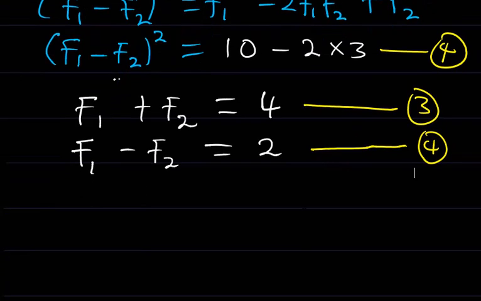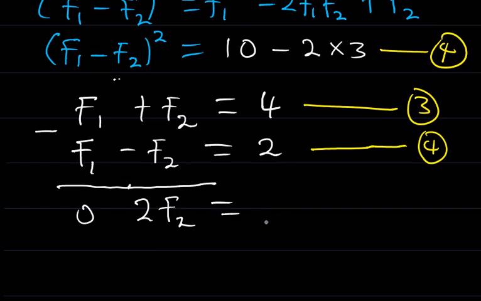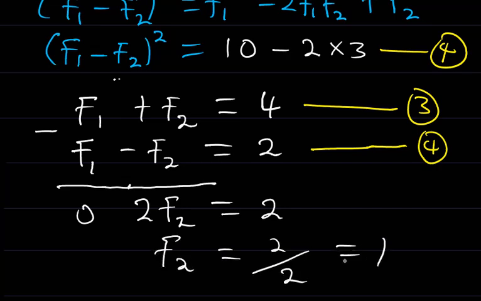Now, solving equation 3 and equation 4 simultaneously, I can get what I'm looking for. How do I achieve that? I can eliminate. I can subtract equation 4 from equation 3. F1 minus F1 is going to give me 0. Then F2 minus minus F2, that's going to be F2 plus F2, which of course is 2F2. 4 minus 2 is 2. So invariably F2 is going to be equal to 2 over 2, which is 1.